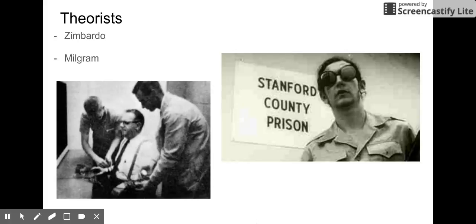In order to do this, Zimbardo converted a basement in Stanford University into a mock prison. He then advertised for volunteers to participate. More than 70 applications answered the ad. These were then filtered down through interviews to 24 male college students, who were paid $15 a day.